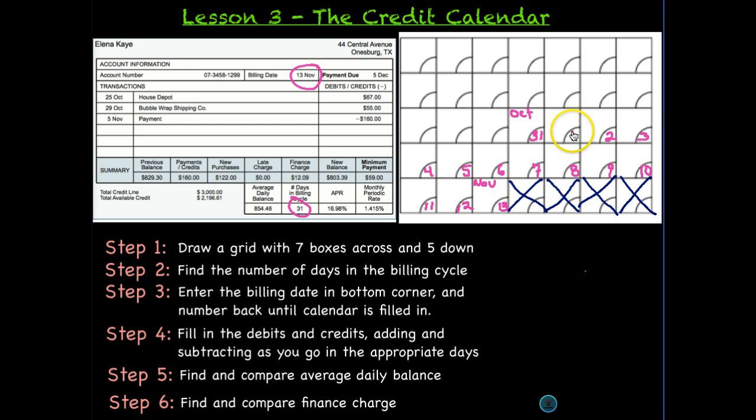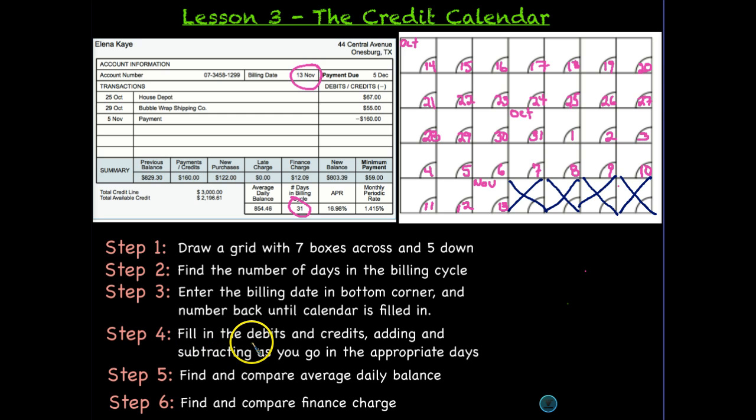Notice as I go backwards, I'm now into the month of October. So I'd want to write October in there so I could keep track, and then I would continue to number backwards. Okay, now that I've filled in my calendar with all the dates, I'll notice that I'm back here at November, but then we cross into October, and that's just the way the billing cycle runs with this particular credit card. So let's move ahead to step 4.